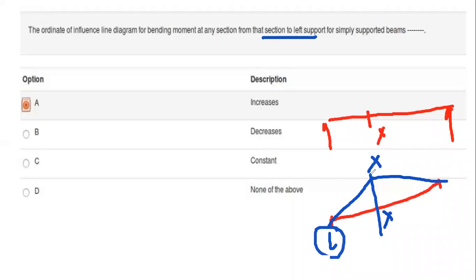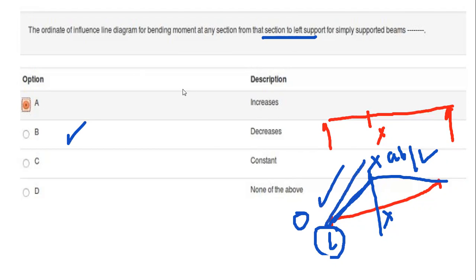Now this value is AB by L, and the ILD at the left support is 0. At the section it is AB by L, and at the support it is 0. So we can conclude that the ILD decreases from the section to the left support. So the correct answer is option B.